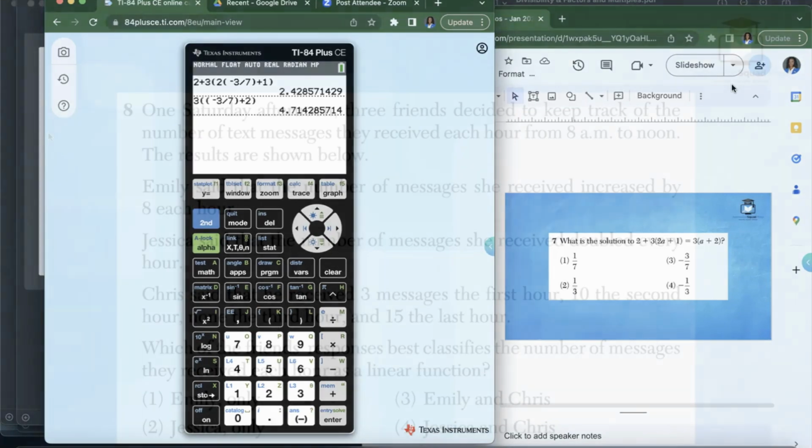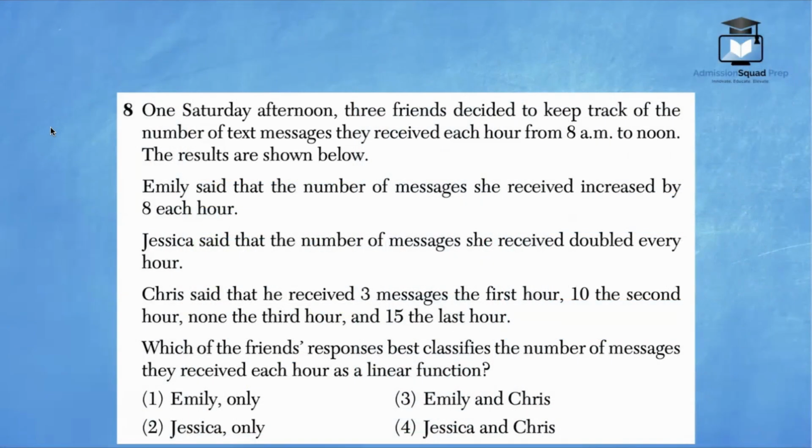Let's head on over to question number 8. For question number 8, we have a real-world scenario. One Saturday afternoon, 3 friends decided to keep track of the number of text messages they received each hour from 8 a.m. to noon. That's a total of 4 hours. The results are shown below. Emily said that the number of messages she received increased by 8 each hour.